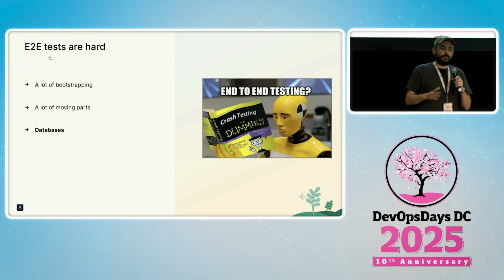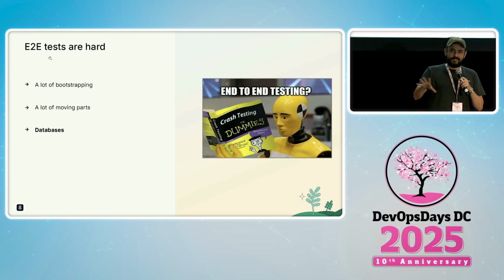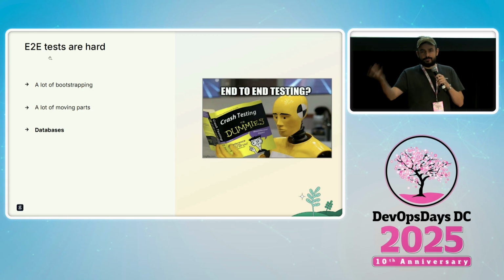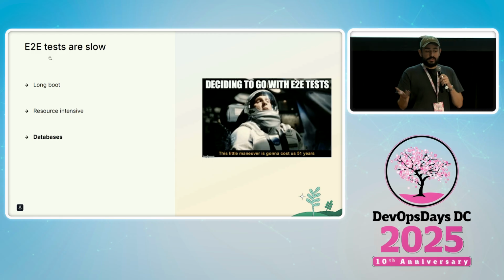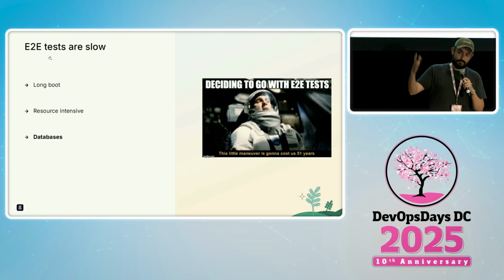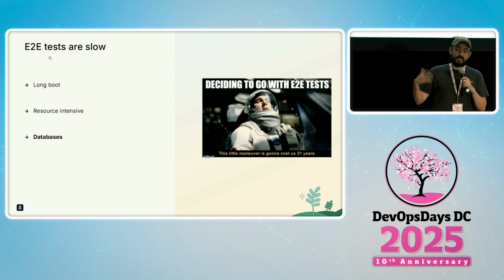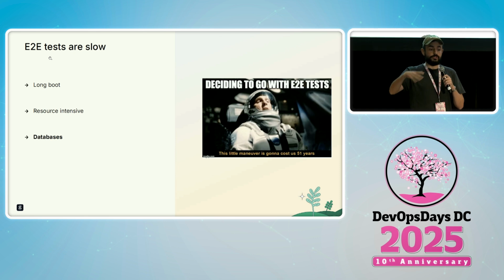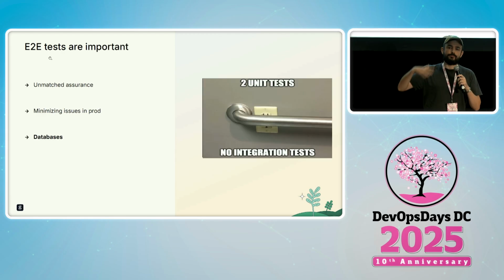So I think we can all agree that E2E tests are hard, right? There is a lot of bootstrap involved in building the test suites. There are a lot of moving parts. At the core of that complexity lies the big issue of databases, right? We need to do the migrations. We need to boot the database. It takes time. But they are also slow, right? The boot process itself takes time before any test is even running. It takes a lot of resources, especially as our project grows. And databases are one of those things that just get worse over time really quickly.